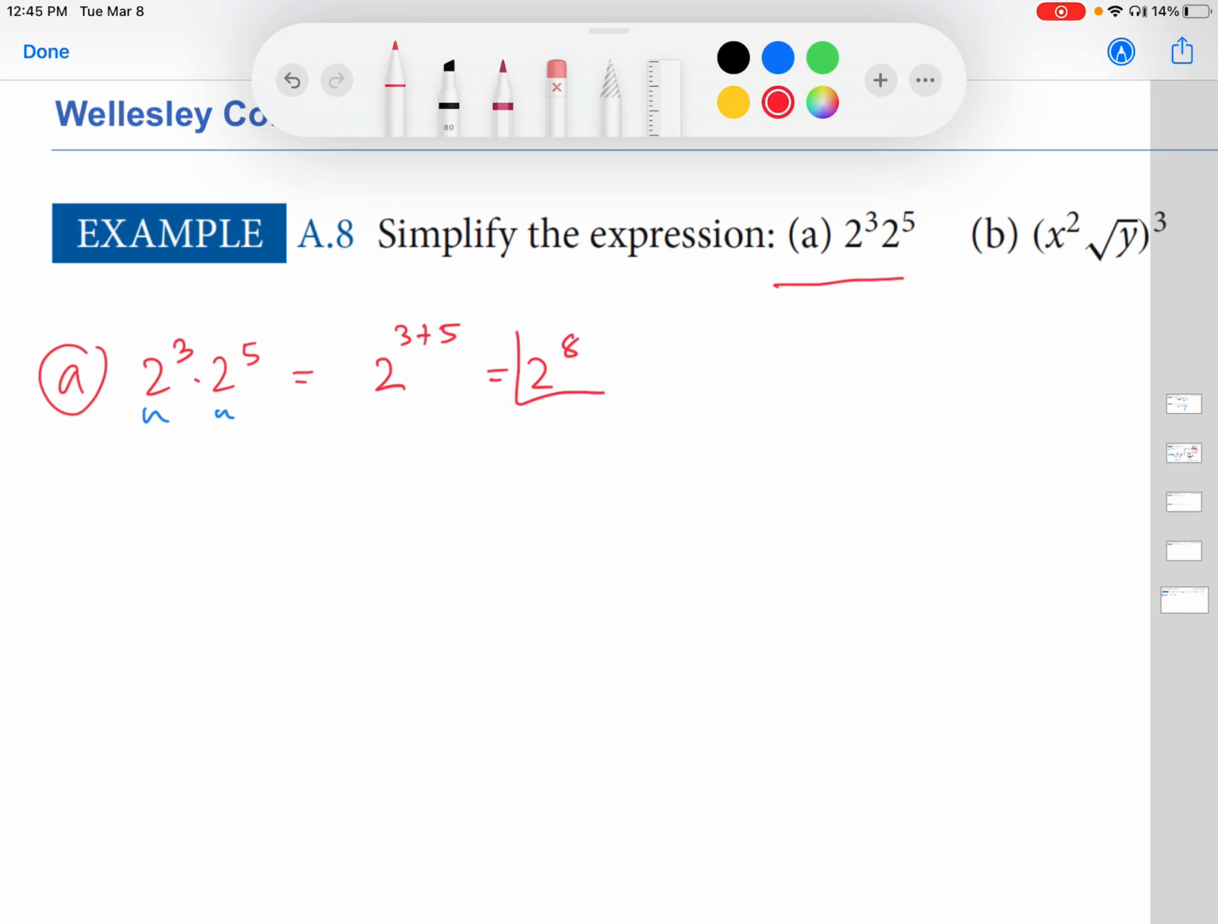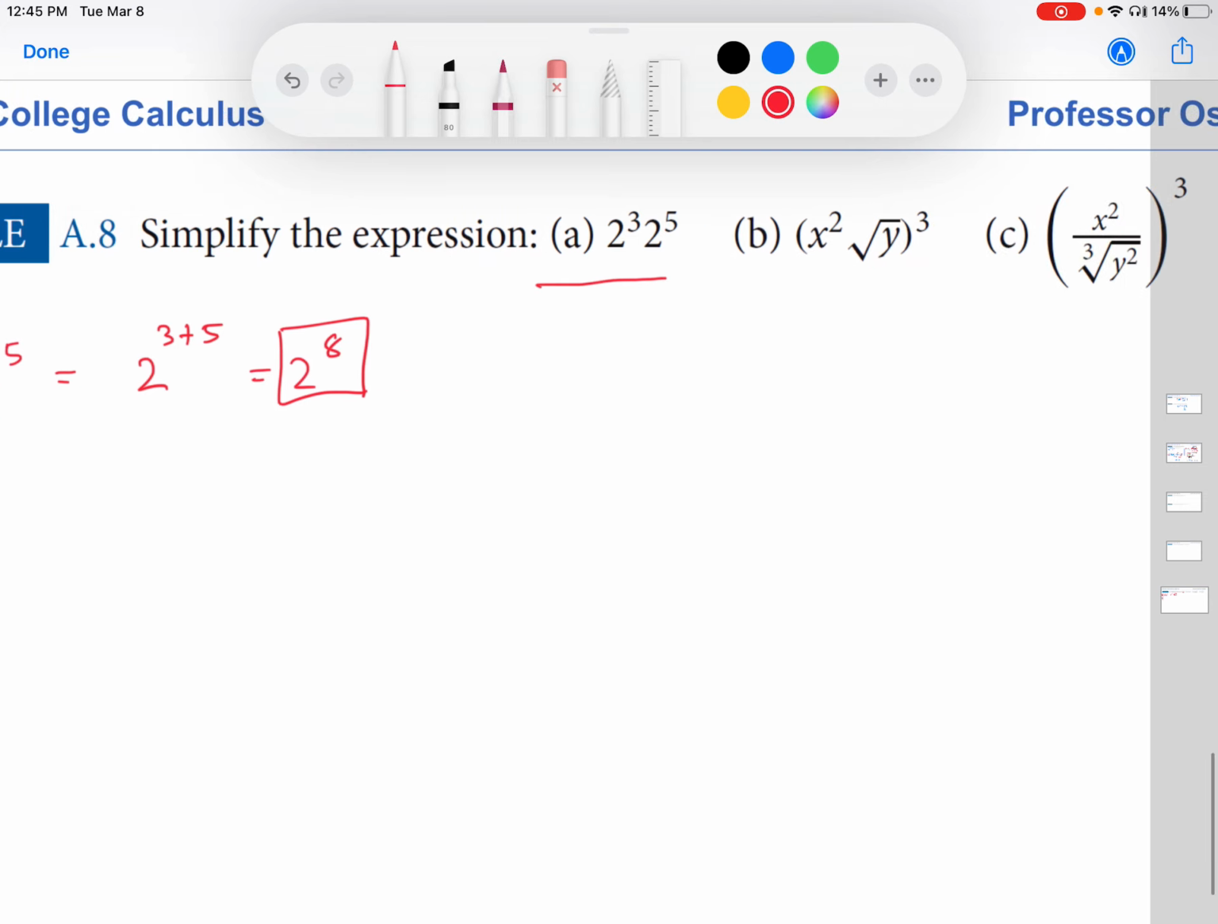We could certainly multiply this out. This is 2 multiplied by itself 8 times, but there's really no reason to do that. 2 to the eighth is a perfectly good answer here. So let's look at part B here.